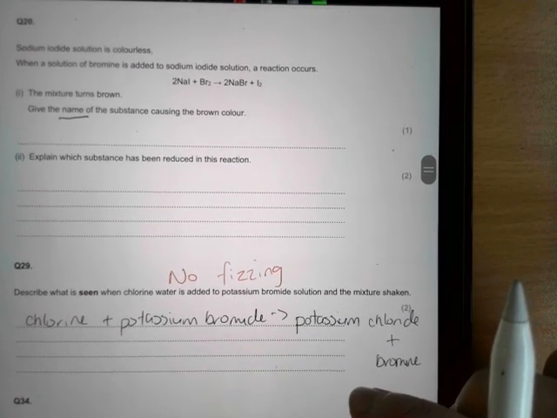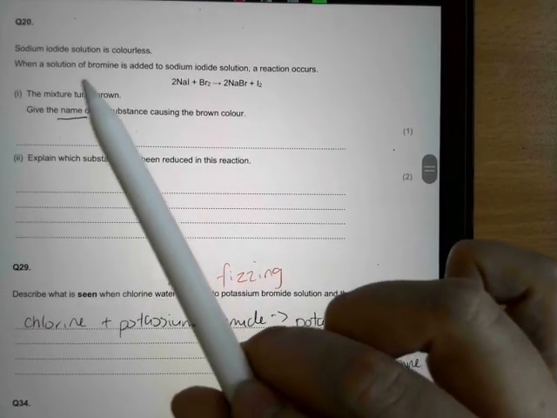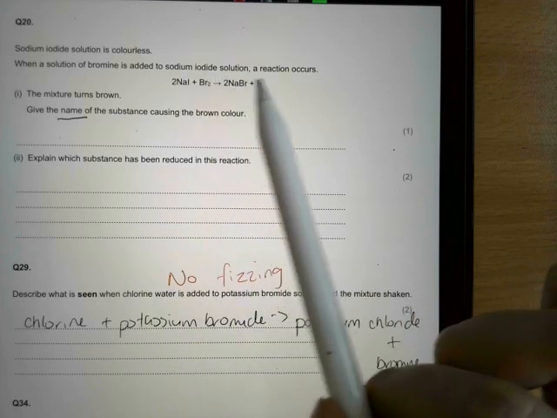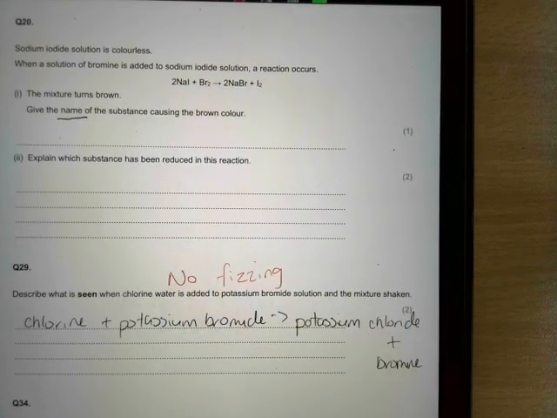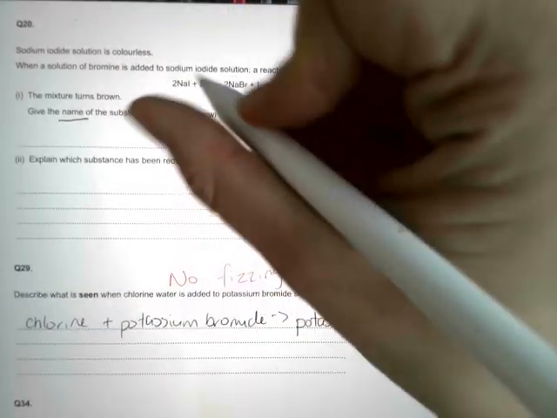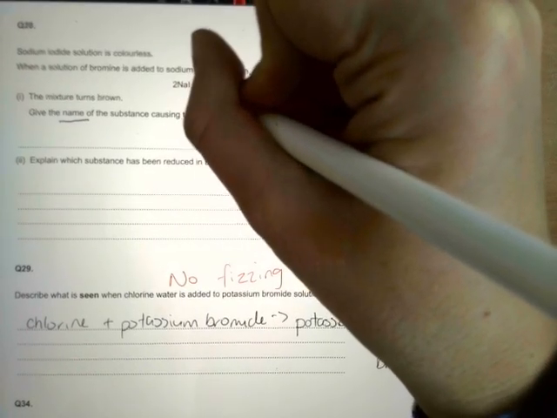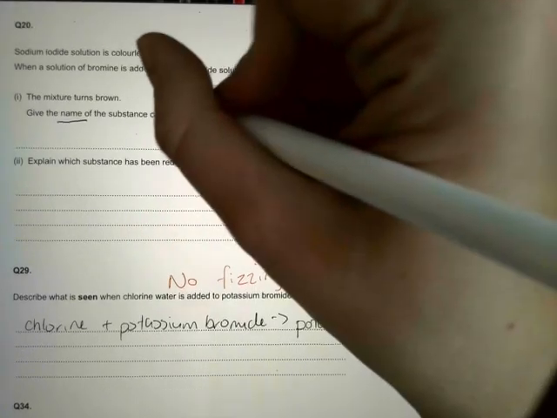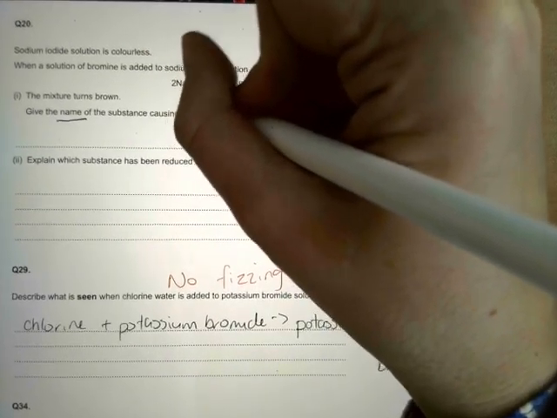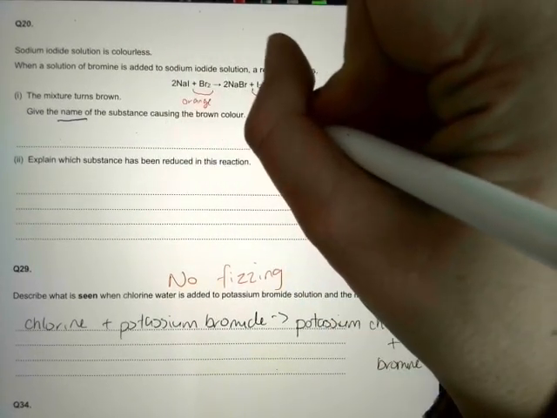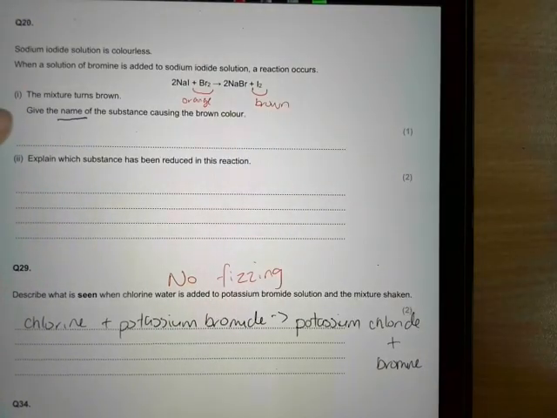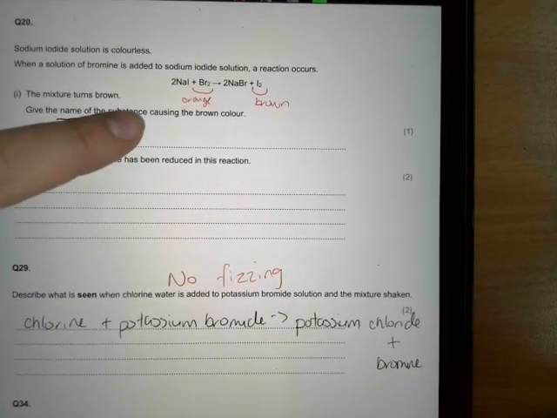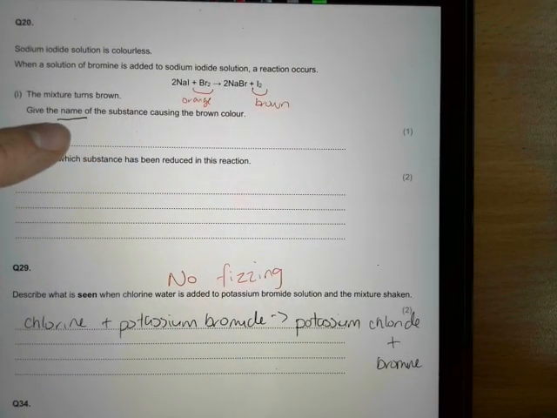These are based on your displacement reactions. Okay, so when a solution of bromine is added, a reaction occurs, the mixture turns brown. Alright, so when we looked at the colour changes for these, we saw that it's always the halogen by itself. So on the left I've got bromine, on the right I've got iodine. Bromine is an orange colour, so it would have started off orange and then it turns brown. And you're asked, what's the name causing the brown colour? Because they ask you for a name, if you write I2 you won't get it, you have to write iodine.